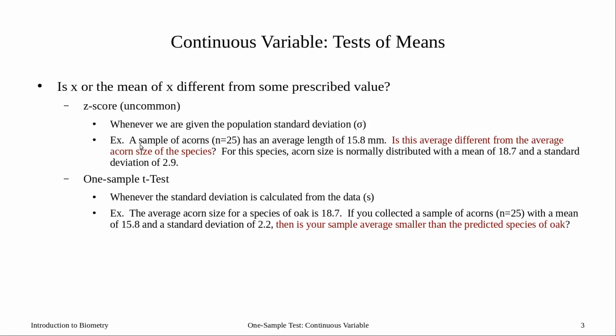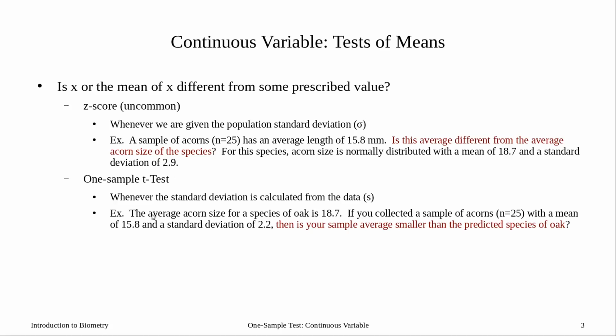So here's an example. A sample of acorns, n equals 25, has an average length of 15.8. Is this average different from the average acorn size of the species? For this species, acorn size is normally distributed with a mean of 18.7 and a standard deviation of 2.9. Note, you have the population mean and the population standard deviation. When you have these two values, you can run a z-score test.